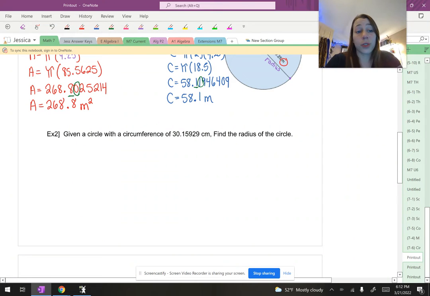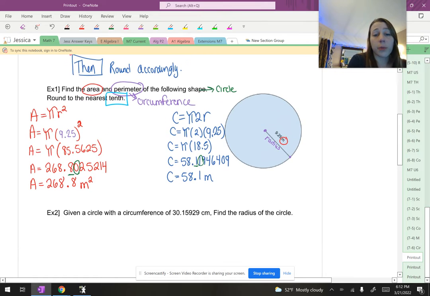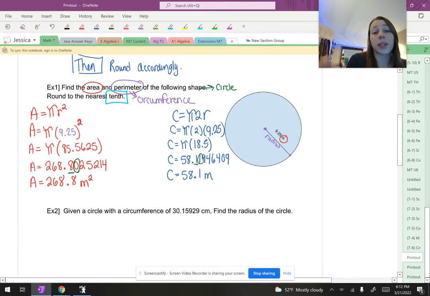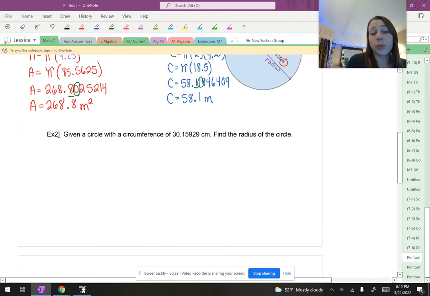Okay, so example 2 is the second type of problem that you might run into here with circles. Example 1 was your basic, here's the thing, find the area and the perimeter. Example 2, a little bit different here because they're starting you off with the circumference. And yes, of course, you don't have a diagram.